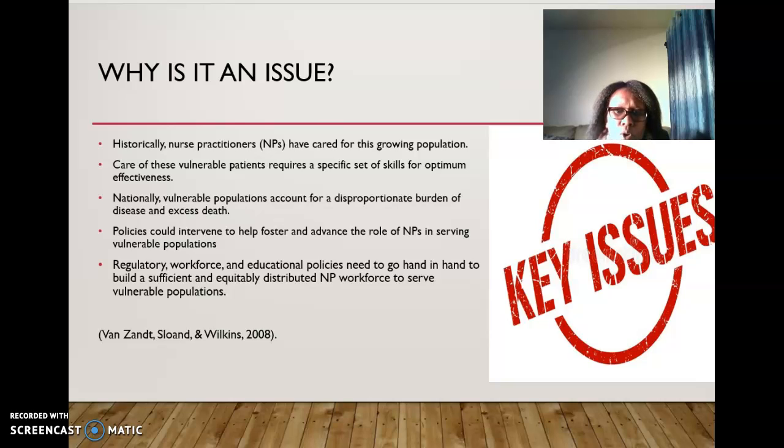There are also policies that could intervene to help foster and advance the role of nurse practitioners in serving this vulnerable population. Regulatory, workforce, and education policies need to go hand in hand to build a sufficient and equitable distribution of the NP workforce to serve vulnerable populations.